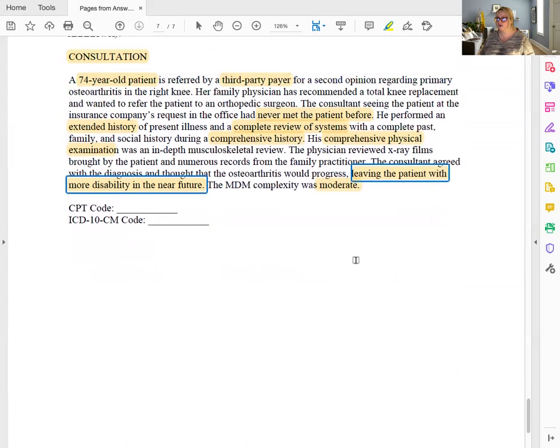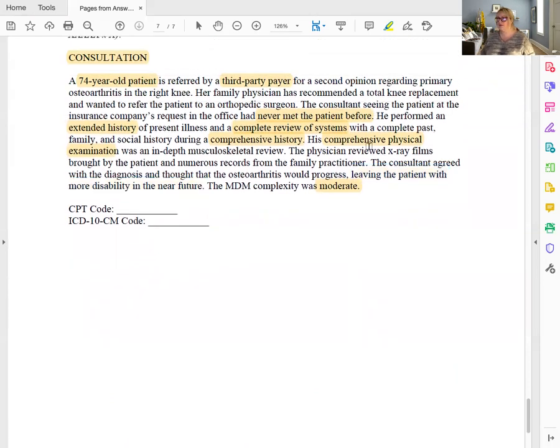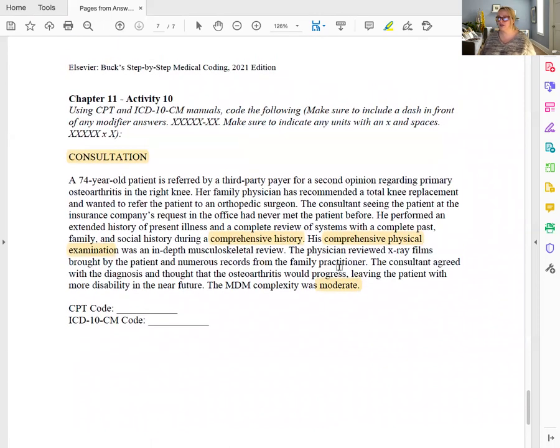When you're doing your review of this one, since it is a summary, you're only going to be looking at details that identify the level of history, the level of exam, and the level of medical decision-making for the consultation code. When you look at those three together, you're going to get to code 99244 for evaluation and management for consultation. Now I have a note here that a modifier would also apply for this. And I want to look at my E&M codebook to see why.